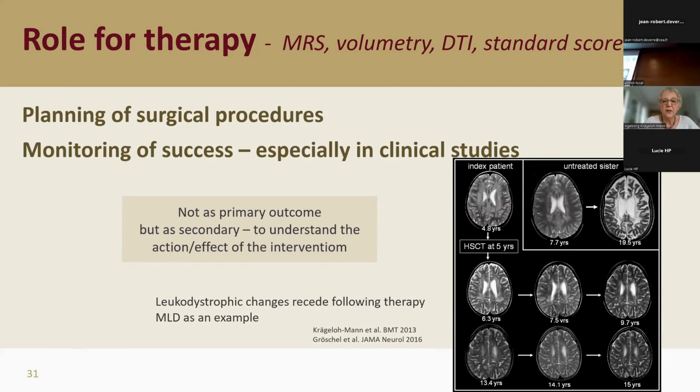And here is an example of a progressive disorder where imaging in clinical studies is usually included not as a primary but secondary outcome parameter to understand the action or effect of intervention. And here the leukodystrophy changes recede after bone marrow transplantation in comparison to the untreated sister, just to give you one example.